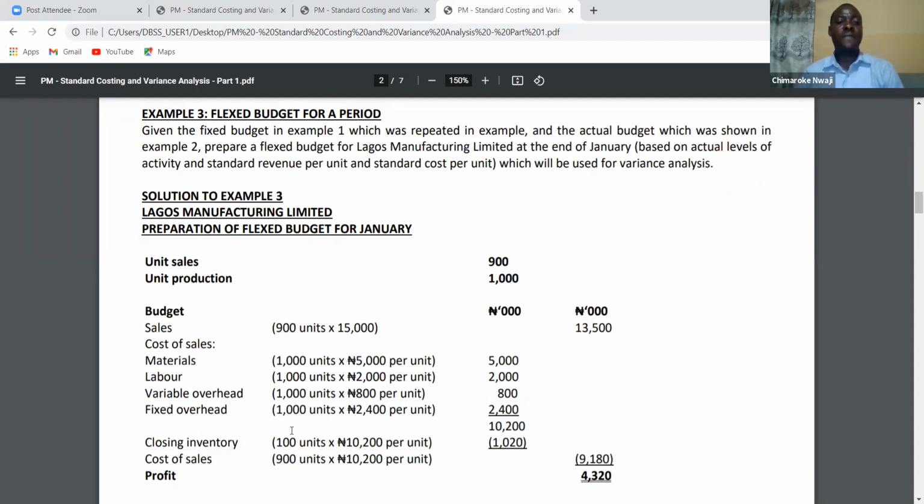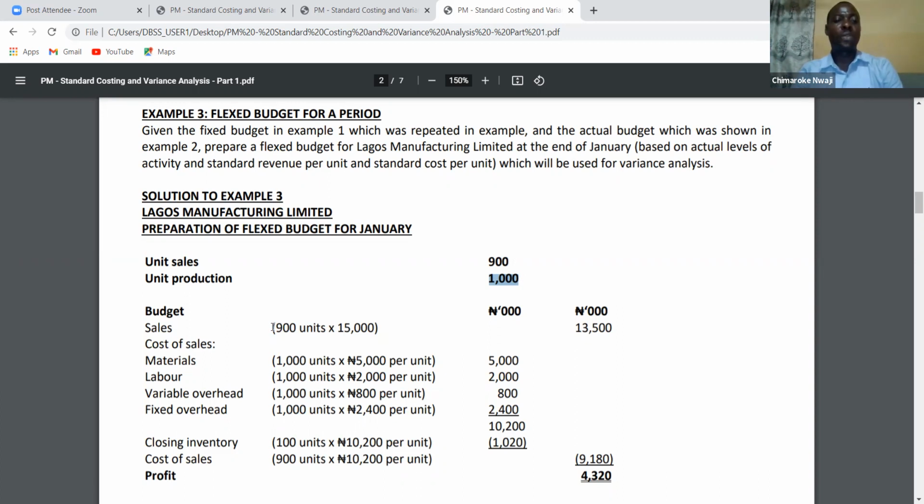We have a flexed budget, which has now been reduced. So you see that the fixed budget, the sales unit was 1,000 units. But now in the flexed budget, it has been reduced to 900, which is the actual level of activity for sales. For production, the fixed budget told us it was 1,200, but now your flexed budget says no, let's bring it down to the level of actual activity, 1,000. So how will the budget look like?